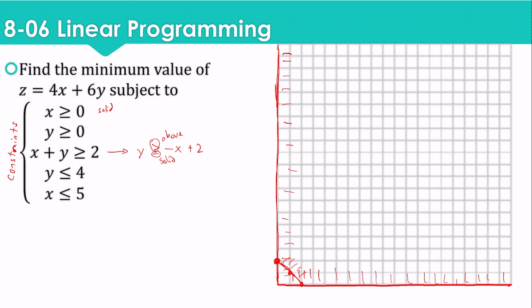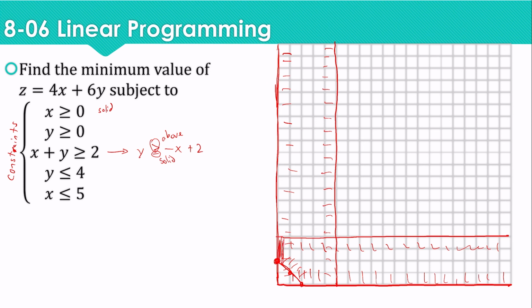And then the fourth one, y is less than or equal to 4. So that'll be a horizontal line where y is 4. And it's less than that, so we're shading below. And then the last one, x is less than or equal to 5. So that's a vertical line where x is 5. And it's less than that, smaller x's.